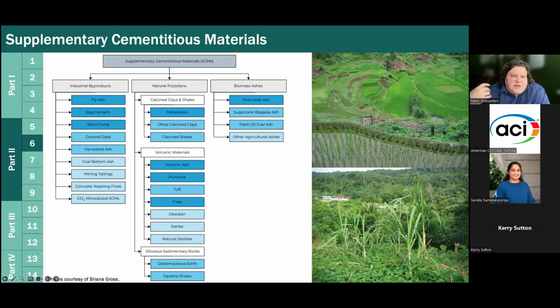And then we have a section on biomass ashes: rice husk, sugarcane, palm oil fuel. That's the refuse from those materials that, if burned under the right conditions, can create a really nice pozzolan or SCM. So those are the ones we went through.